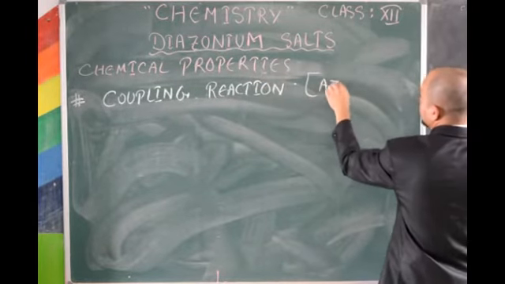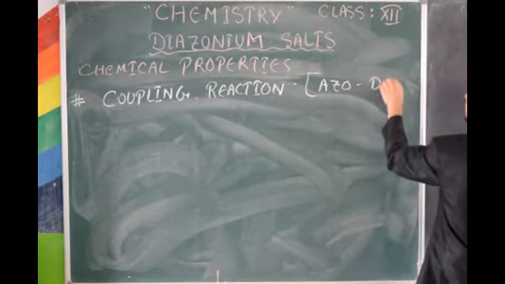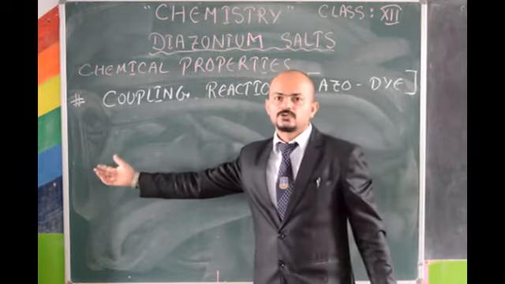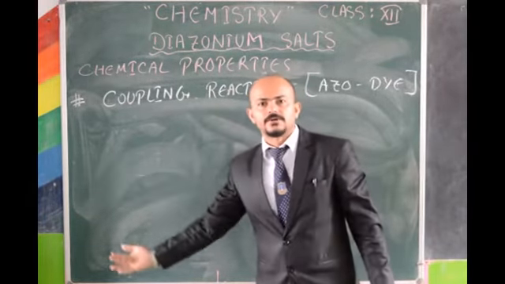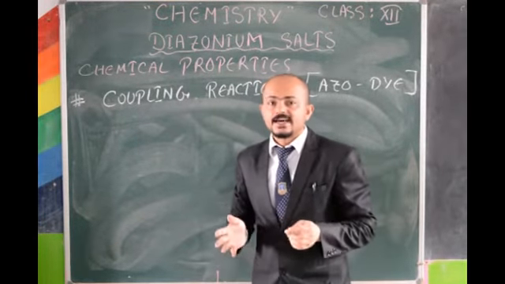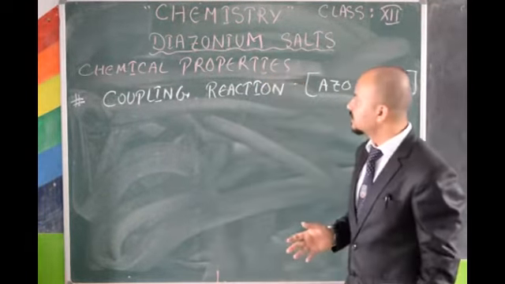Azo-dye reaction. Why? Because whenever benzene diazonium chlorides are coupled with other compounds, we get what? We get dye. We get dye means we get some colored compound.